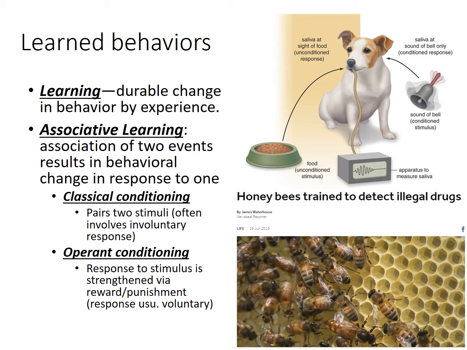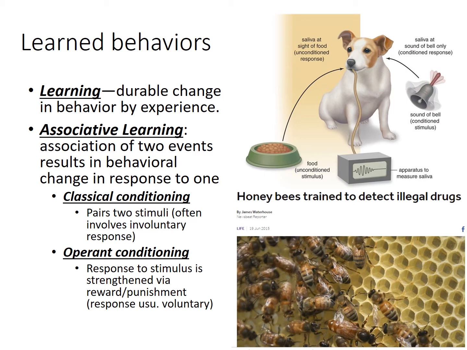A cool example of this operant conditioning is being used by groups like TSA, or the Department of Homeland Security. Basically, they're trying to figure out better ways to sniff out drugs and bombs at airports. And they figured out that bees actually have really good sniffers. And they can train bees to stick out their tongue, their proboscis, when they smell certain scents.